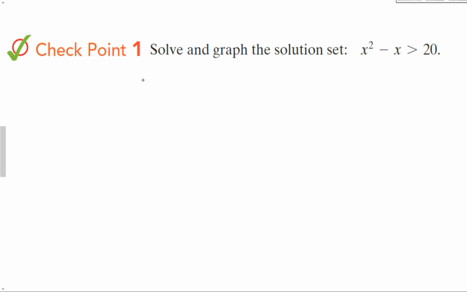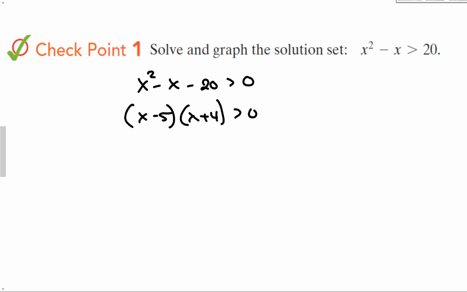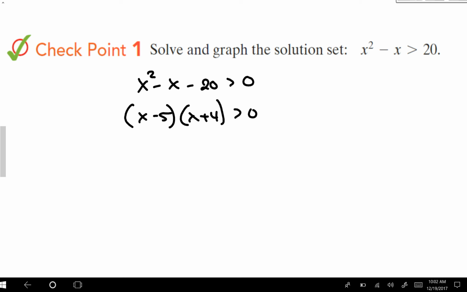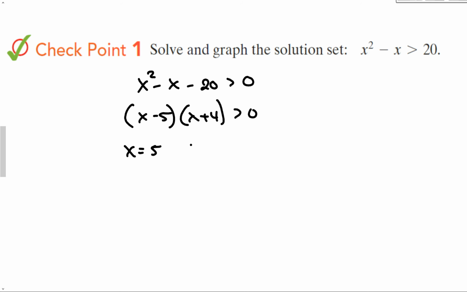Set it with 0 on the right-hand side. So we change this to x squared minus x minus 20 is greater than 0. I can factor this. It factors into x minus 5 times x plus 4 is greater than 0. So that means x is equal to 5 and x is equal to negative 4. So on my number line, I put in a negative 4. I put in a 5.